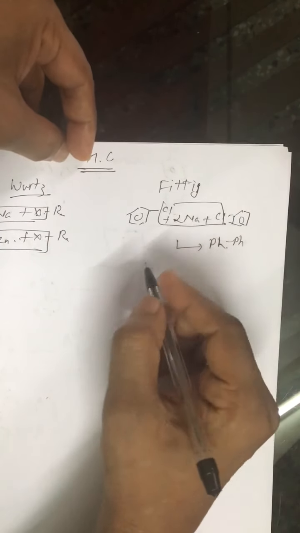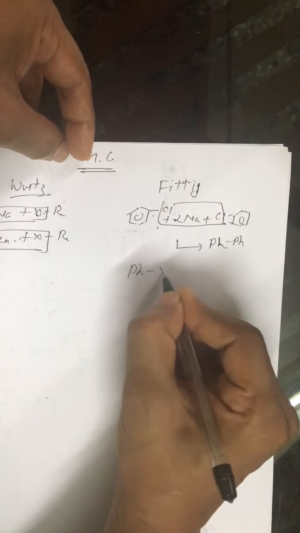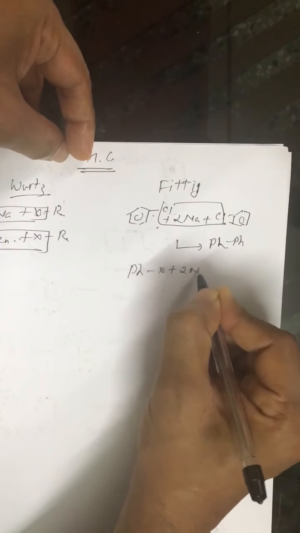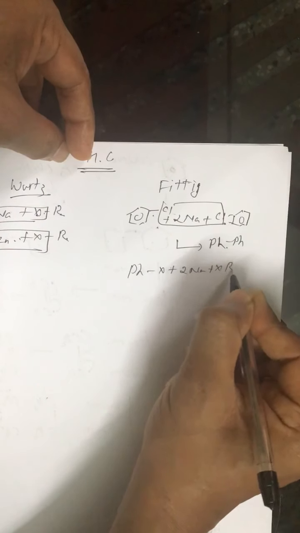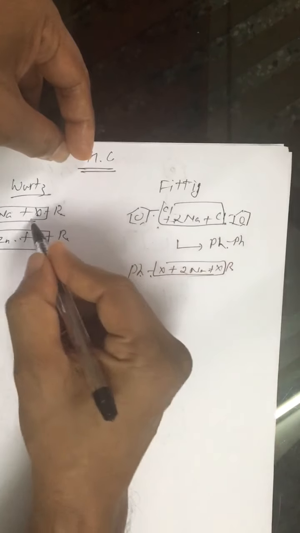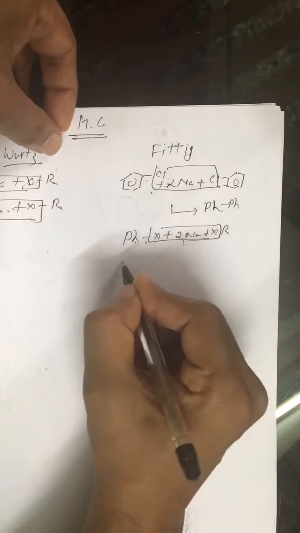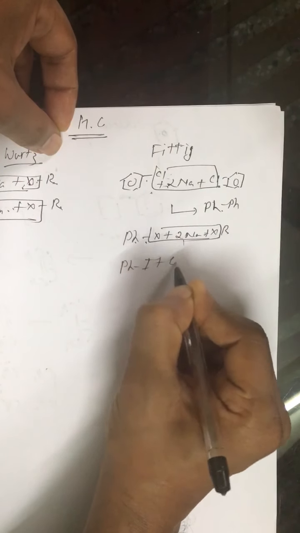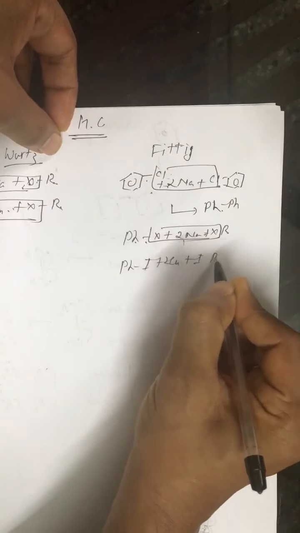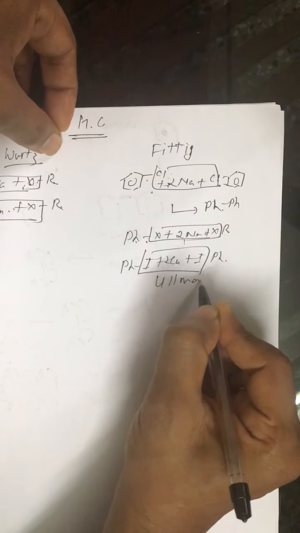This is Wittig. And if you mix this Wurtz and Fittig, you get C6H5X plus twice of Na plus XR. This reaction is called Wurtz-Fittig. This is Fittig, this is Wurtz. Alright, this is Wurtz-Fittig. And if you use iodobenzene and copper metal, this reaction is called Ullmann reaction.